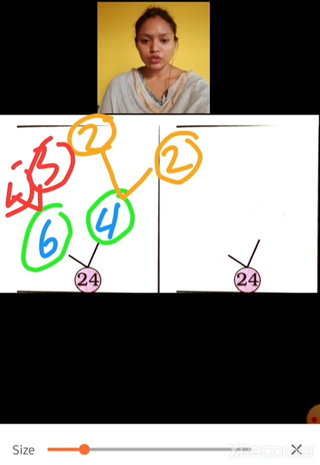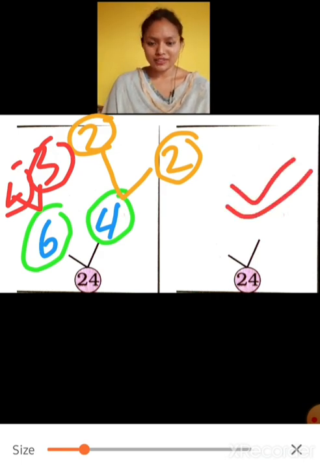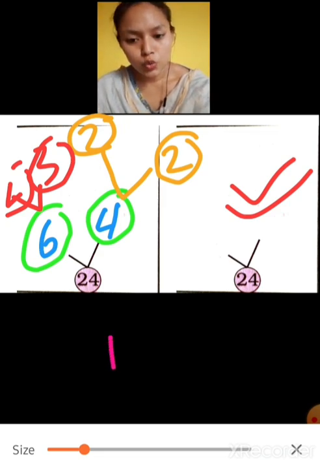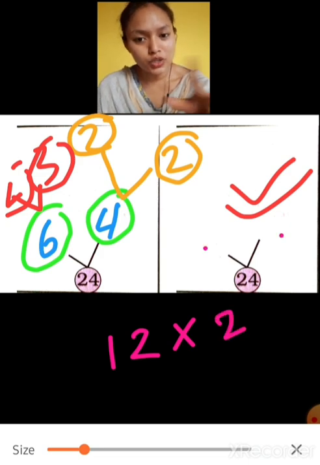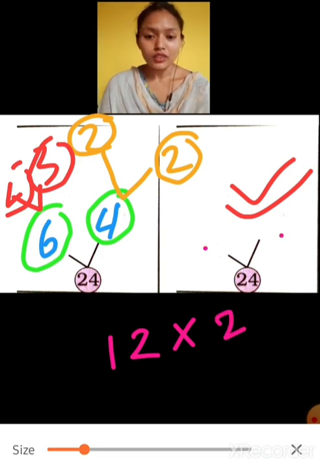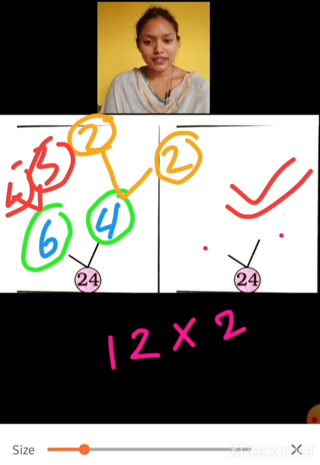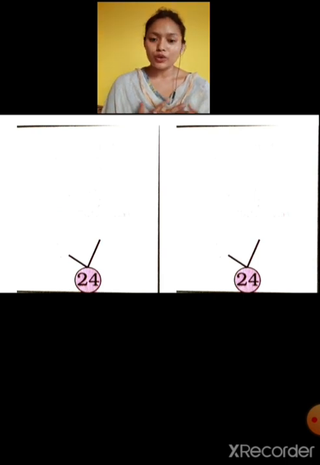Now this one, 24, you will do. All of you do it fast. Pause your videos and do it fast. You can do it like 12 multiplied by 2. 12 here and 2 here. 12 2s are 24. How else can you do that? 8 3s are 24. The other method is 8 3s are 24. So try this. Try to do more and more factor trees by yourself. Give numbers to yourself and try to make more factor trees.